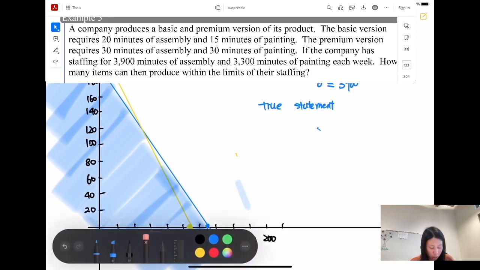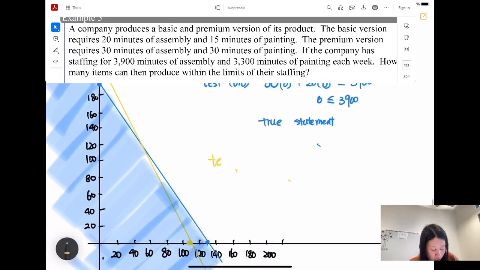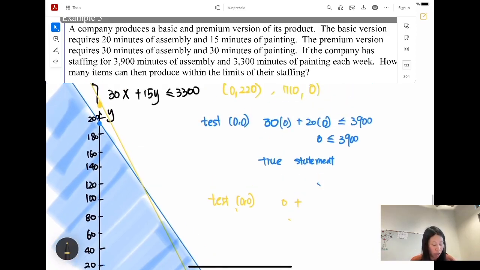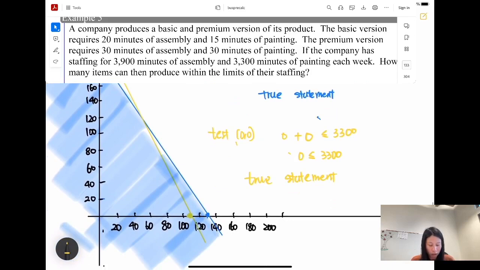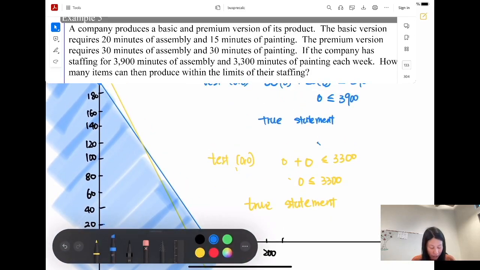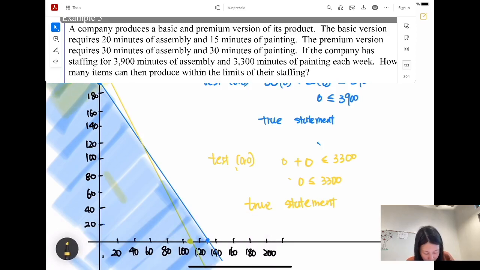Okay, now the yellow one. For yellow, I'm still using the test point 0, 0. So I have 13 times 0 equals 0, and 15 times 0 gives you 0, which is less than 13,300. This is a true statement. If it's a true statement, that means we need to choose what? The area containing the point 0, 0. So it would be this area.